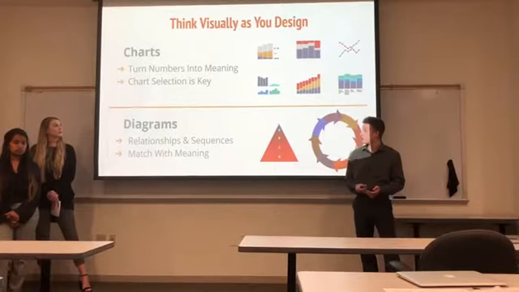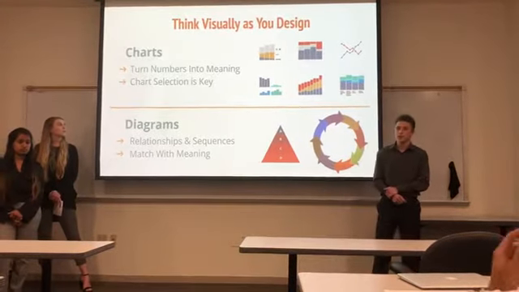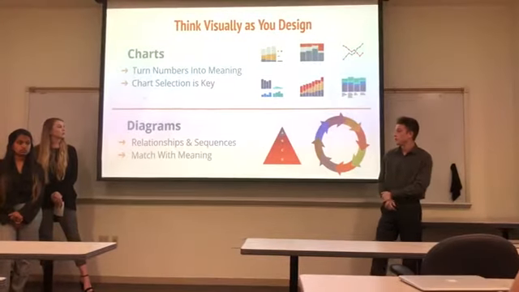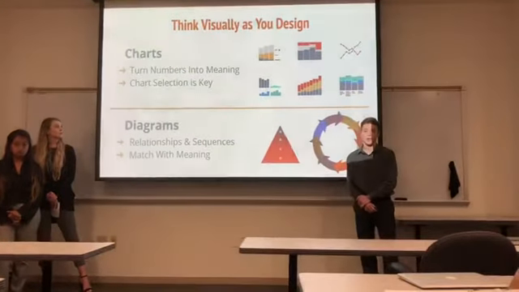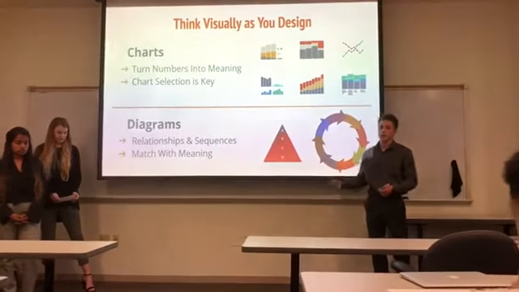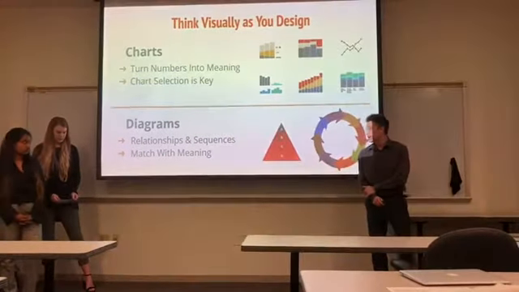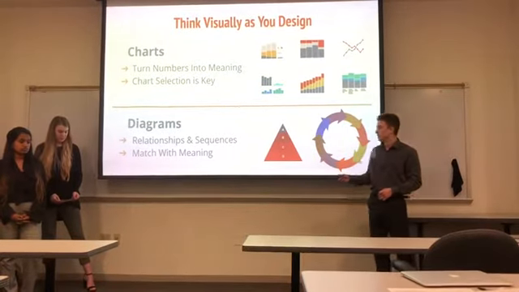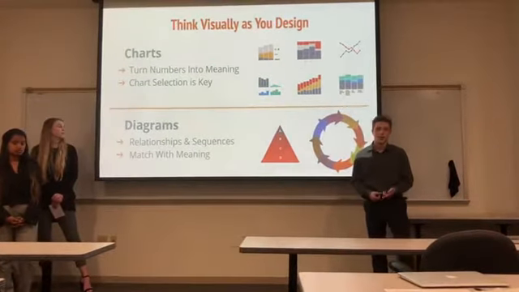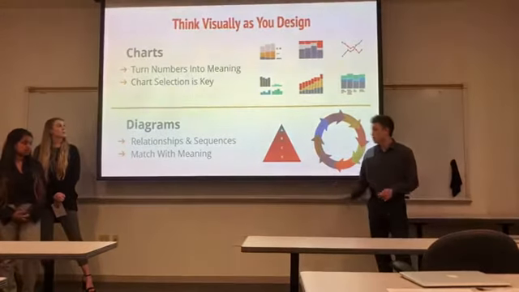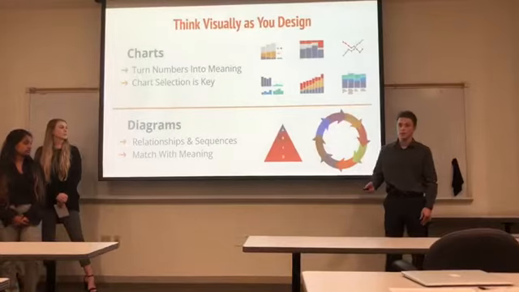If you use a wrong chart form, then it's going to make the information more confusing for your audience, which is counterintuitive. So charts make your quantitative information easier to comprehend, while diagrams make your qualitative information easier to comprehend. The two areas that diagrams cover are relationships and sequences. They help emphasize things like interactions and comparisons and structure. It's important to make sure you match your diagram with your meaning.